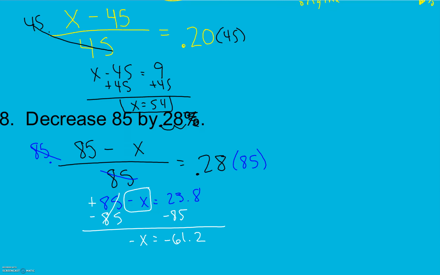Last thing here is our x isn't all the way by itself. Remember, if there's not a number in front, it's a 1. So right now it's being multiplied by -1, so we're going to go ahead and divide by -1. And our new amount is going to be 61.2.